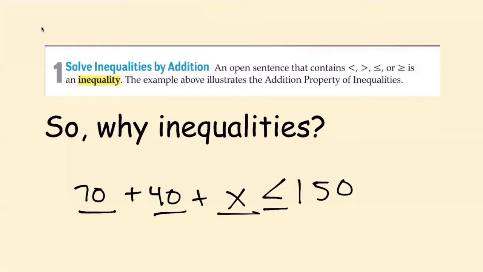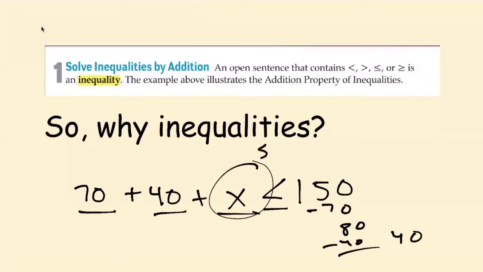Right there, you have just kind of put together an inequality. And what you would do in your head is you would subtract 70, get 80, and subtract 40 and get 40, and you say, oh, well, I have $40 left that I can spend. But that's algebraic thinking, and that's using an inequality. It's not using an equation. That is an inequality. So these are very useful, and we use them a lot more than we probably realize.